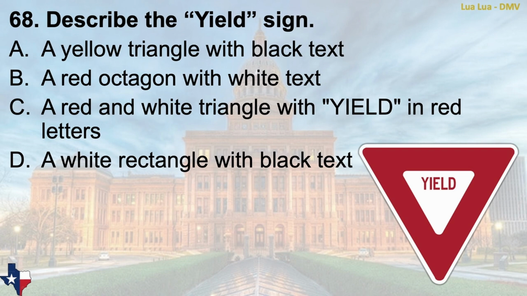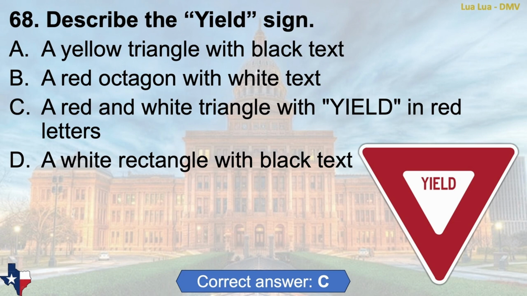Question 68. Describe the yield sign. A. A yellow triangle with black text. B. A red octagon with white text. C. A red and white triangle with yield in red letters. D. A white rectangle with black text. The correct answer is C. A red and white triangle with yield in red letters.